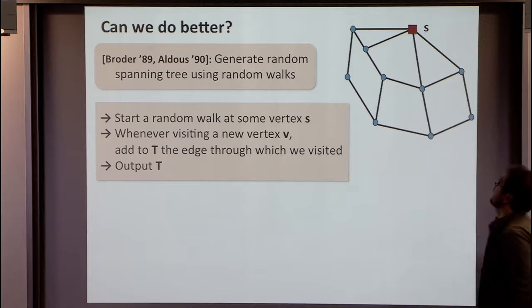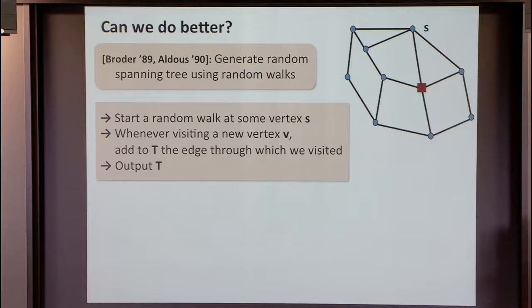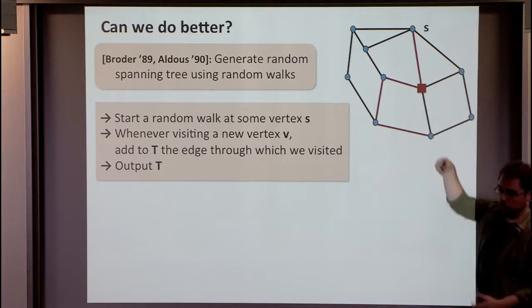So let's say we start our random walk at S, and here we visited this vertex over here. Clearly this is the first visit, so we take the corresponding edge in. Then we have the next first visit, we take the corresponding edge, and so on. Here we actually revisit the same vertex again, so we don't add an edge, and then we again have a first visit edge, and so on, and we come up with some tree.